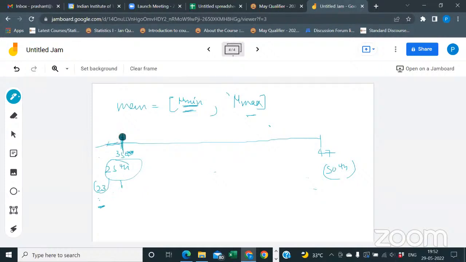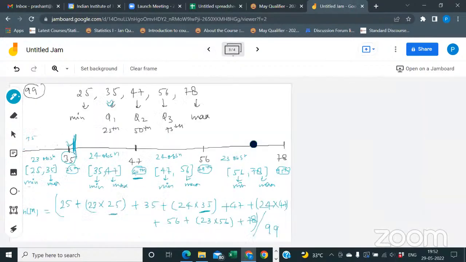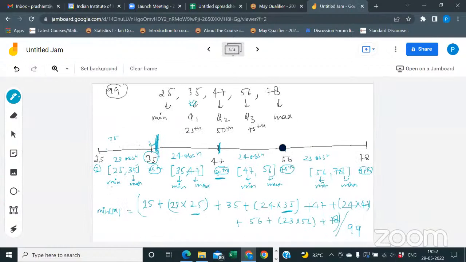Yes, sir. So from here up to here, before this one, how many observations will be there? If we include 35, sir, then 24. From the next onward, from 47 before 56, how many will be there? 24. And from 56 to 78, how many will be there? 23. That's it.